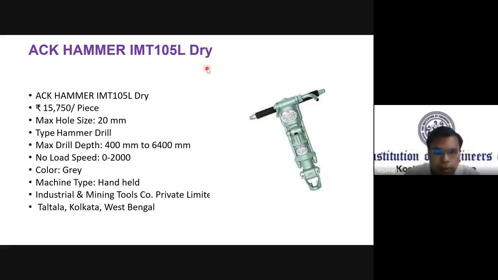Jackhammer IMT 105L drive. It comes with a price of 14,750, and the maximum hole size is 20 mm, and the type is a hammer drill, and the maximum drill depth is between 400 mm to 6,400 mm, and the number of loads with respect to the speed is 0 to 2000, and it comes in a gray color, and this is manufactured by a company called Industrial Mining Tools Cooperative Private Limited, and is located in Taltala in a place called Kolkata in West Bengal.